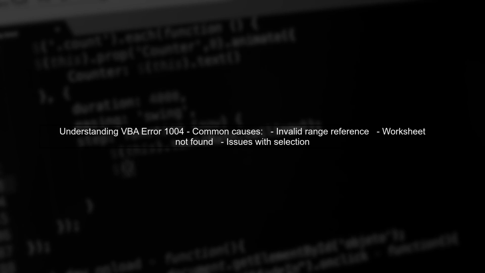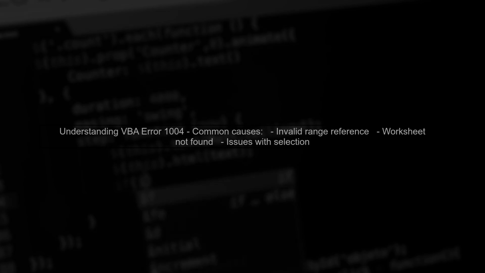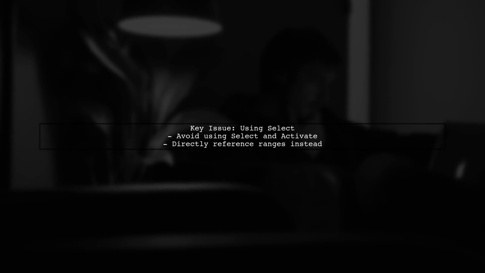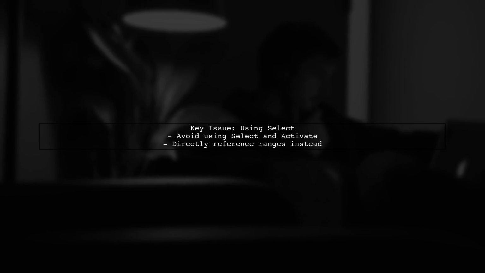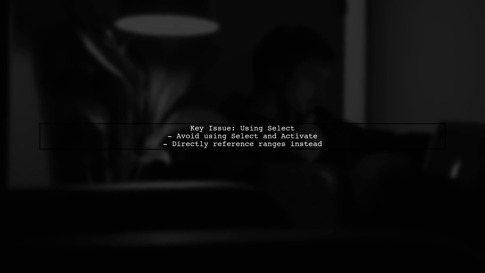Let's begin by understanding the 1004 error in VBA. This error typically occurs when there is an issue with the way you're trying to access or manipulate a worksheet or range. In your code, you're looping through all worksheets. However, you are using the select method, which can lead to errors if the worksheet is not activated properly.